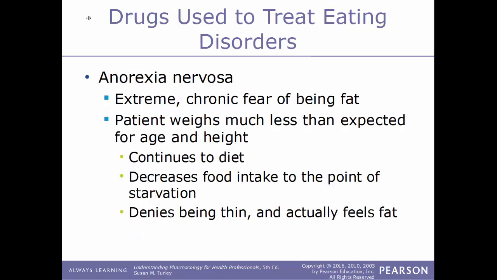All right, now we'll talk about drugs that are used to treat eating disorders. And the first disorder we'll talk about is anorexia nervosa. Now, this is an extreme chronic fear of being fat. The patient will weigh much less than expected for their age and for their height, and they will continue to diet. And they will decrease their food intake to the point of starvation. And even though the patient will be extremely thin, they actually feel fat.